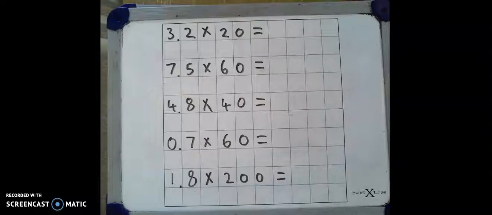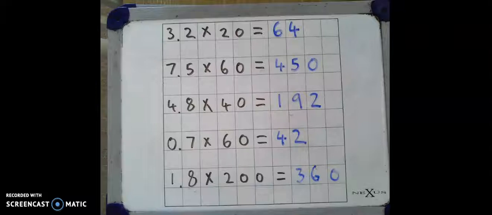Here come the answers. 3.2 multiplied by 20 is 64. 7.5 multiplied by 60 is 450. 4.8 multiplied by 40 is 192. 0.7 multiplied by 60 is 42. 1.8 multiplied by 200 is 360.